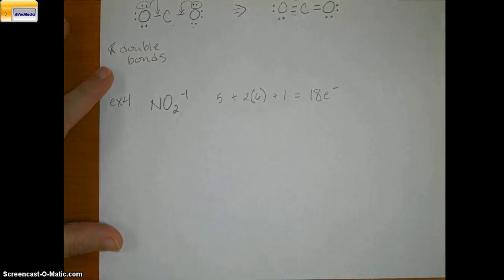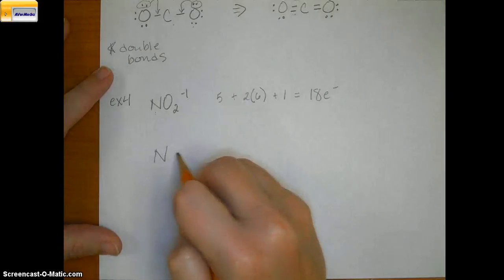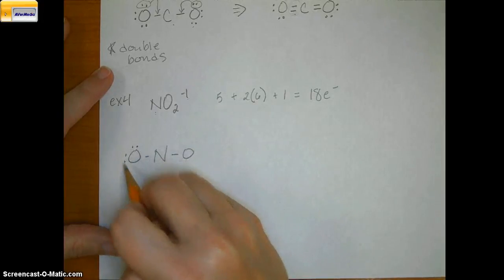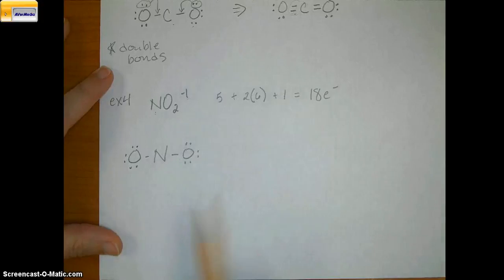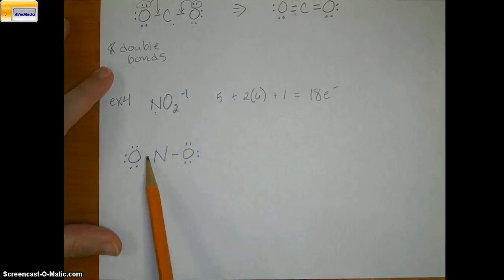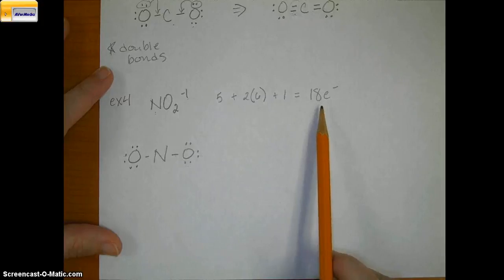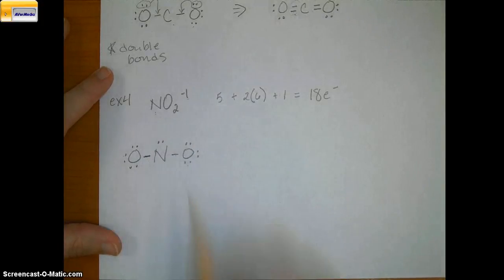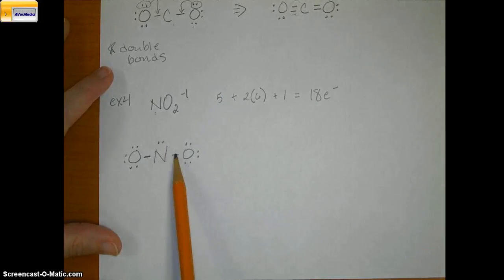Okay, so now we're going to put nitrogen in the middle. We're going to single bond our oxygens, lone pairs on the oxygens. Okay, so let's count. 2, 4, 6, 8, 10, 12, 14, 16. We still have 2 more that we can use, so we can put a lone pair on the nitrogen. Okay, now we're out of electrons, but the nitrogen only has 6. So what can we do to give the nitrogen 2 more?